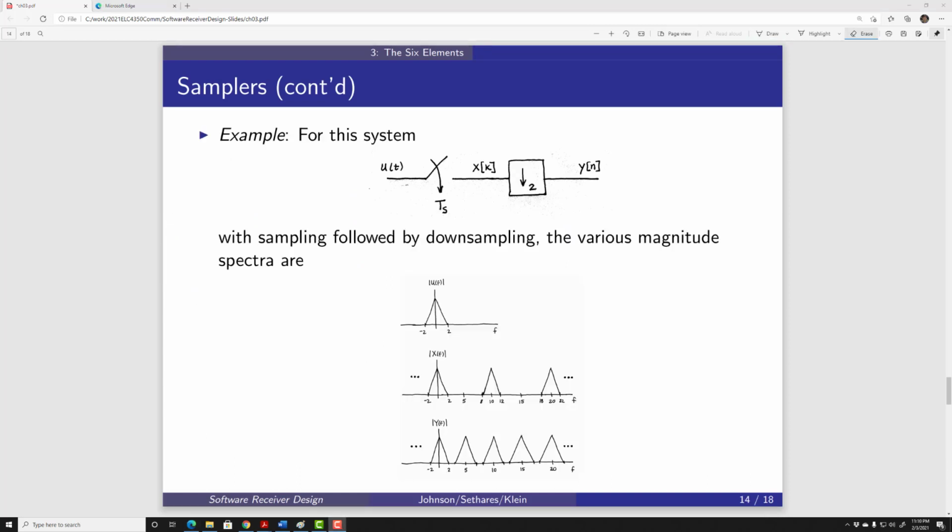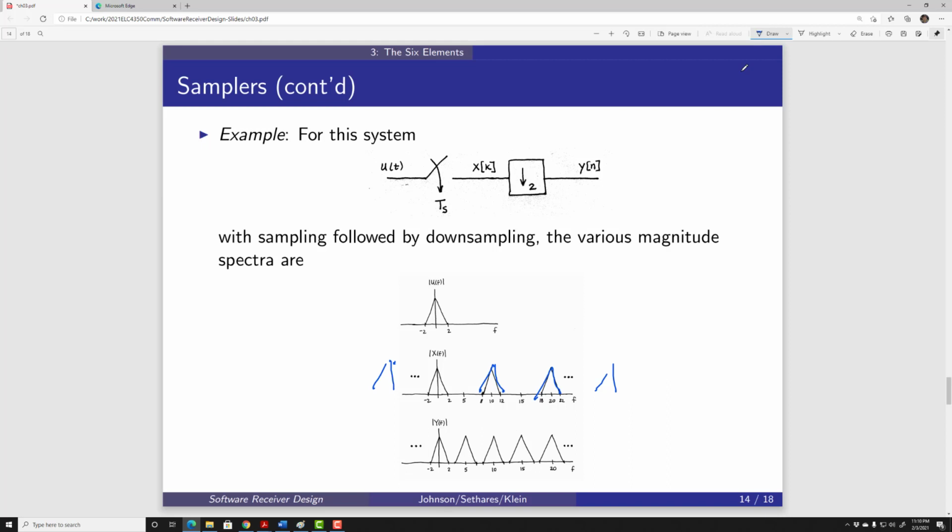Here is a signal u(t) going through the sampler and a downsampler with a downsampling rate of 2. We can see the original frequency domain signal in amplitude looks like this. It's the absolute value of U(f) from negative 2 Hz to 2 Hz, for example. Once we do this sampling, I will have other copies at the sampling frequency. In this case, 10 Hz is my sampling frequency. So I have another copy in the frequency domain here, and another copy here at 20, then another at 30, at 40, negative 10, negative 20.